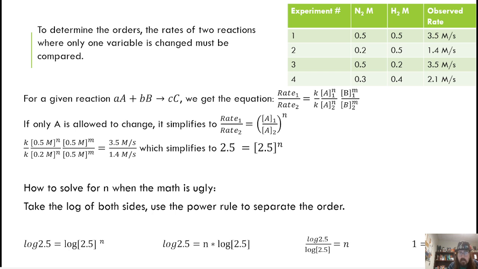Now, if the math is ugly, which means if it isn't a nice, obvious number, we have a rule of logarithms. The rule of logarithms says that the log of a number raised to an exponent is equal to the exponent out front, so n times log of the number without that exponent. So we can pull that out, and then we can do a simple division. And in this way, we can find out what n is.